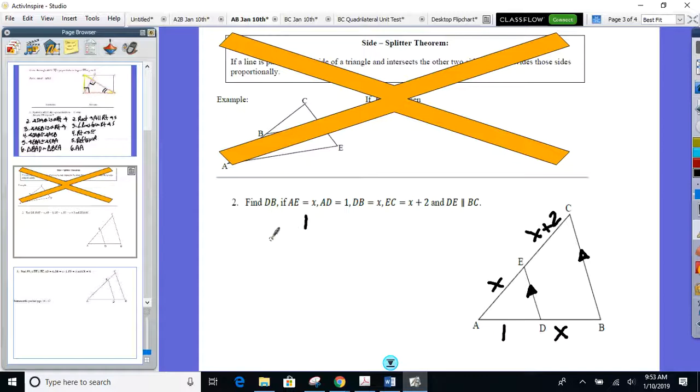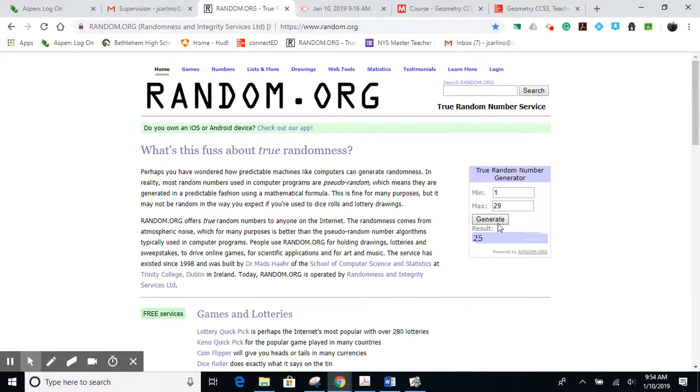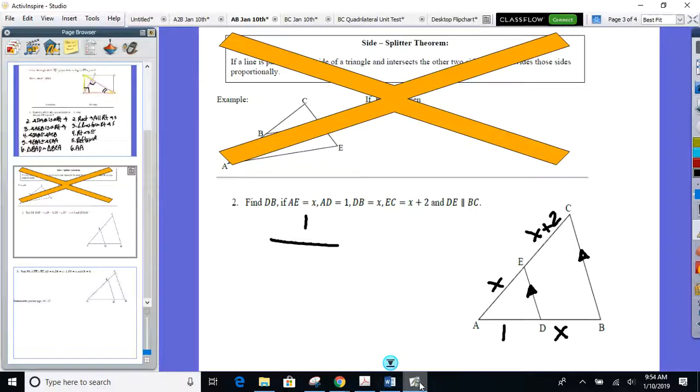What does the 1 correspond with in the larger triangle? Now be careful here. AD, which is a length of 1, corresponds with what in the larger triangle? What am I writing right underneath it? 1 plus x. Everyone good there? Not 1x, 1 plus x. Stop, everybody good? All right, what's the other side in the smaller triangle?